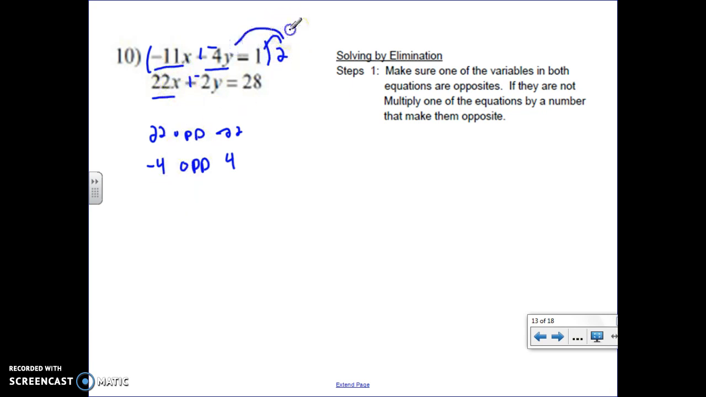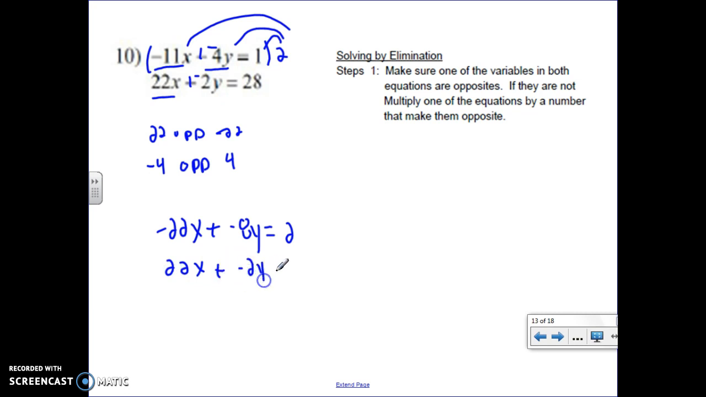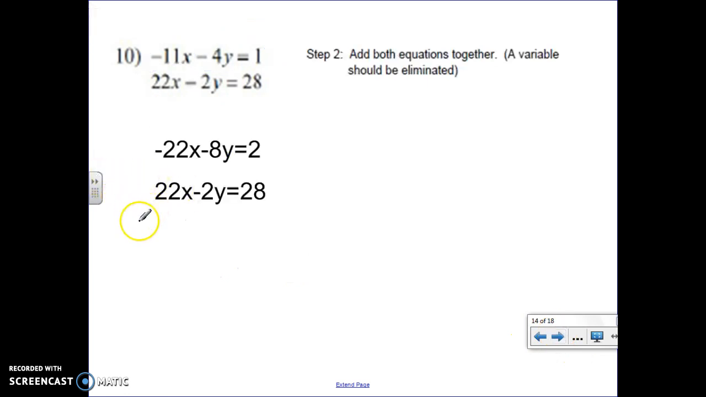I'm going to distribute the 2 through the parentheses, so I get negative 22x plus negative 8y equals 2. And that other equation is 22x plus negative 2y equals 28. So now step 2 is the same as what it's always been: we just add the two equations together because the x's are opposite. So those two cancel, and negative 8 plus negative 2 is negative 10y equals 30. So that creates a new equation.